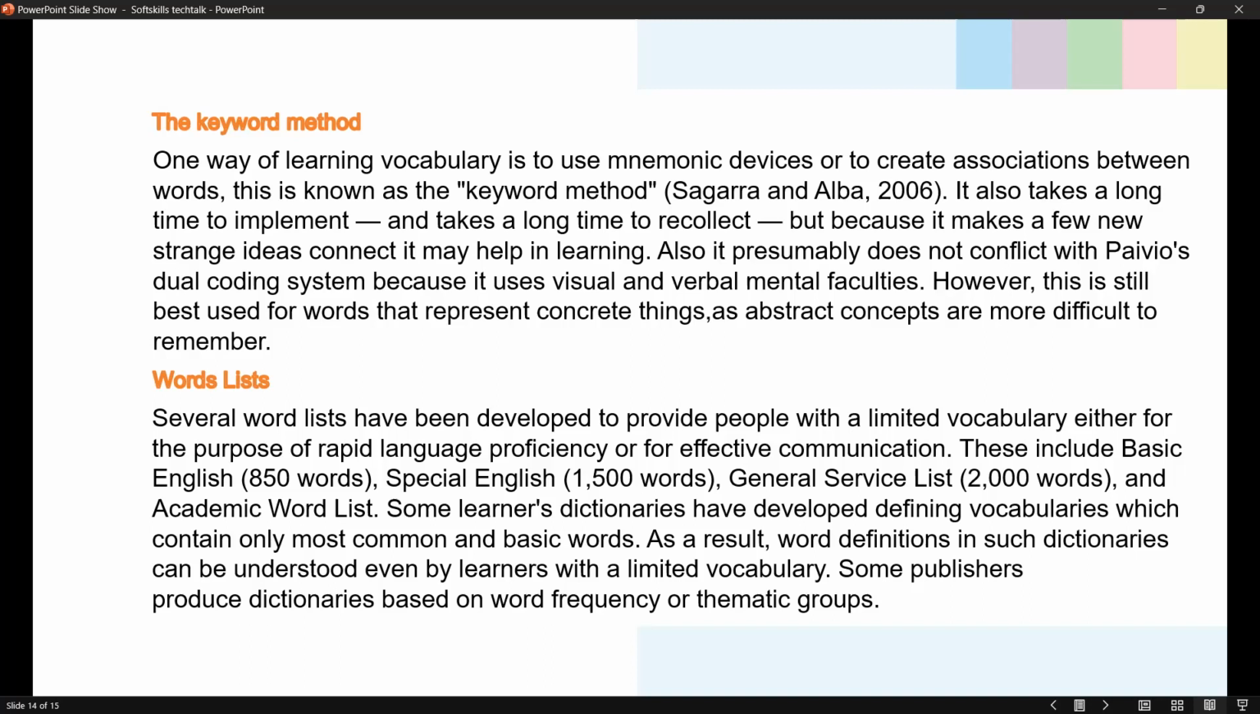Some publishers produce dictionaries based on word frequency or thematic groups.